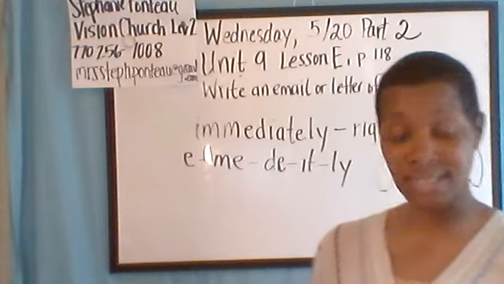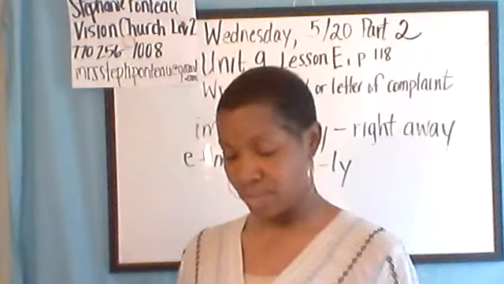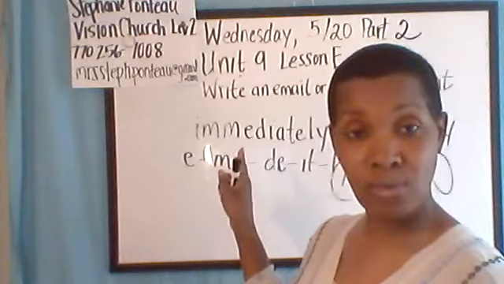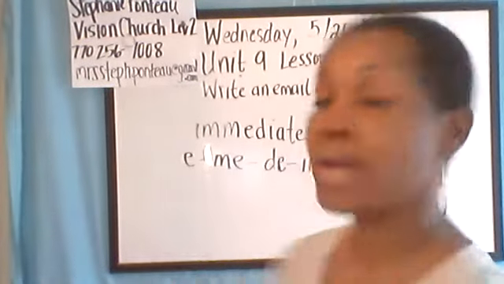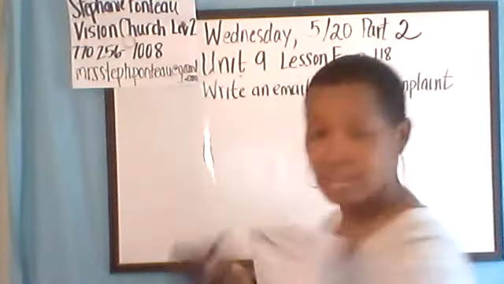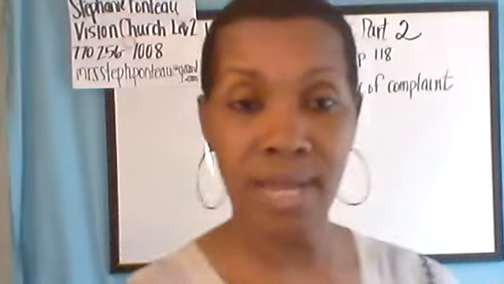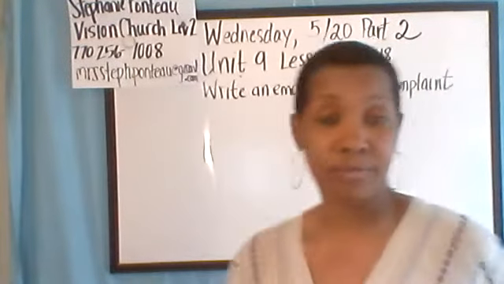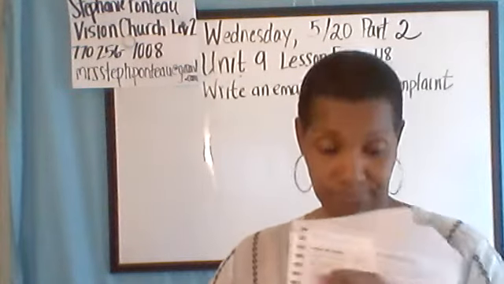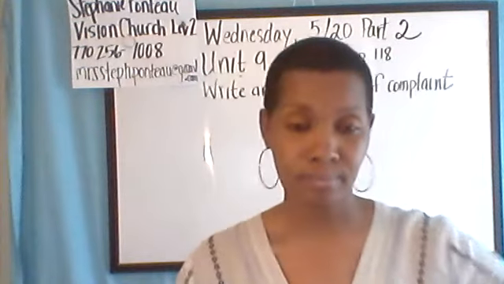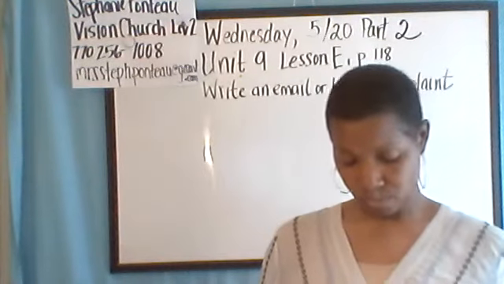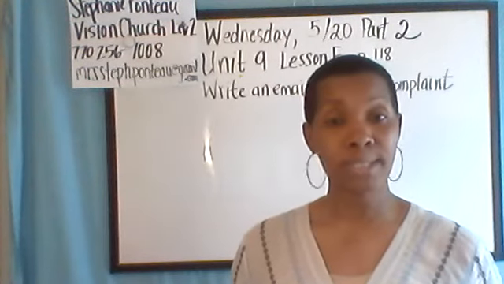All right, so exercise C says, answer the questions about Stella's letter. All right, so I'm going to erase this. I hope you wrote it down because I'm going to write the sentences on the board. And all of this that we're doing right now is to help prepare you to write a letter of complaint, okay? All right, so exercise C. Number 1, what is the subject of the email?